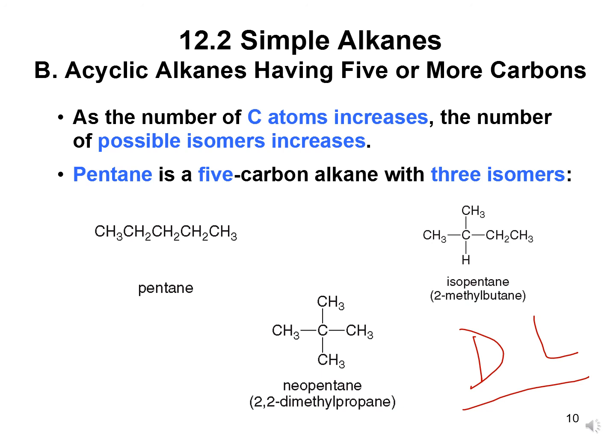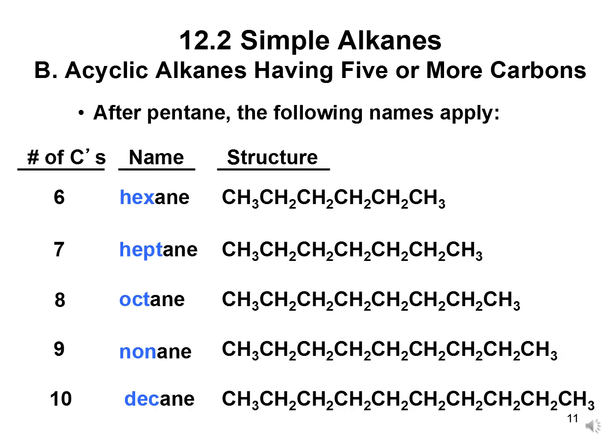So as the number of carbon atoms increases, the number of isomers that are possible also increases. With butane, we see butane and isobutane. With pentane, we see pentane, isopentane, and neopentane. Again, they're all the same formula, but a different arrangement of atoms.